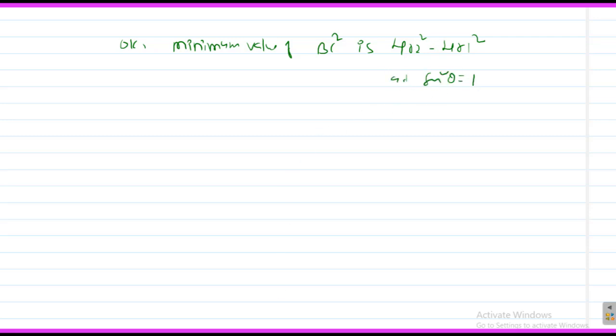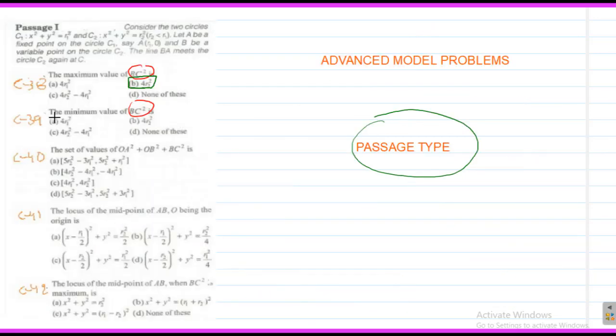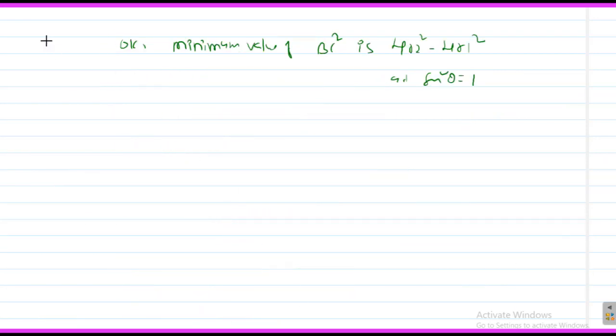I think that is understood. Now we need to cross check with the options. So the minimum value of BC square is 4r2 square minus 4r1 square. C is the correct answer for that. Question 39 is also completed. The answer for question 39 is C. Now again we need to move to question number 40.